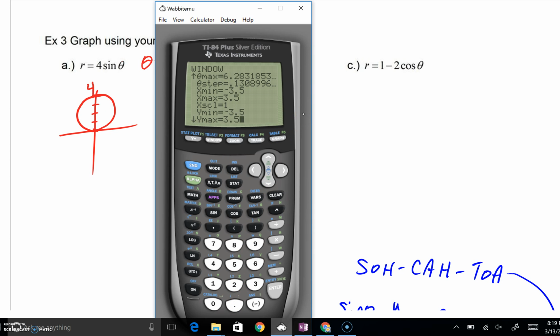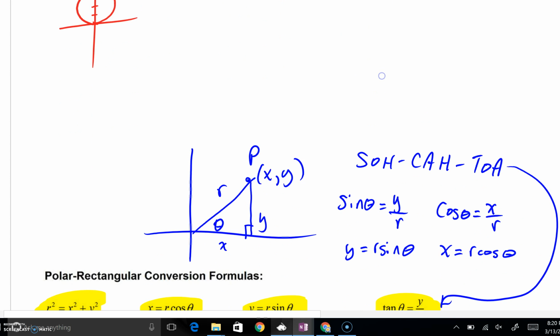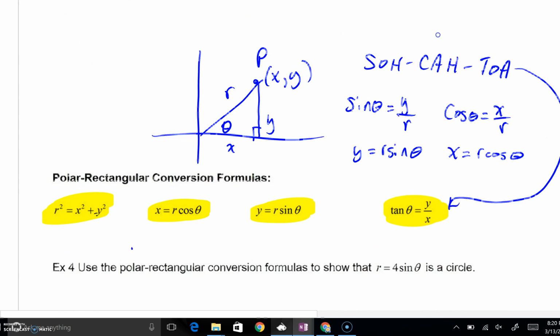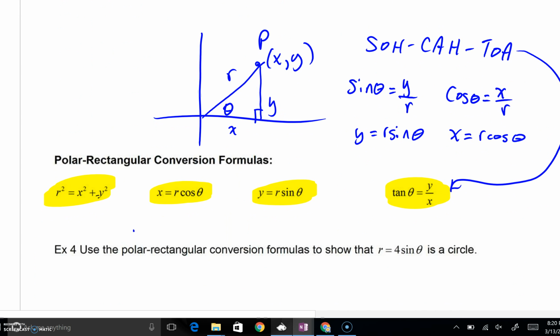If you ever didn't graph that correctly, you can always fix that quickly. But here you can see an inner loop. You can get some very, very unique kinds of shapes. Tell you what, though, I just want to do one last problem on this video.